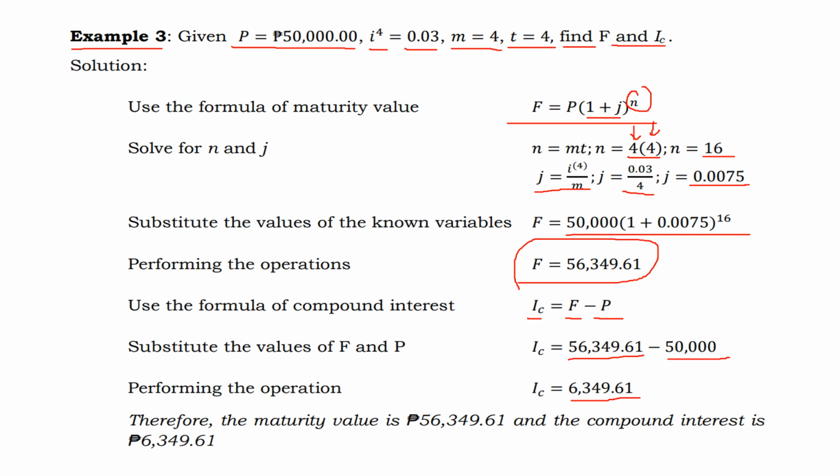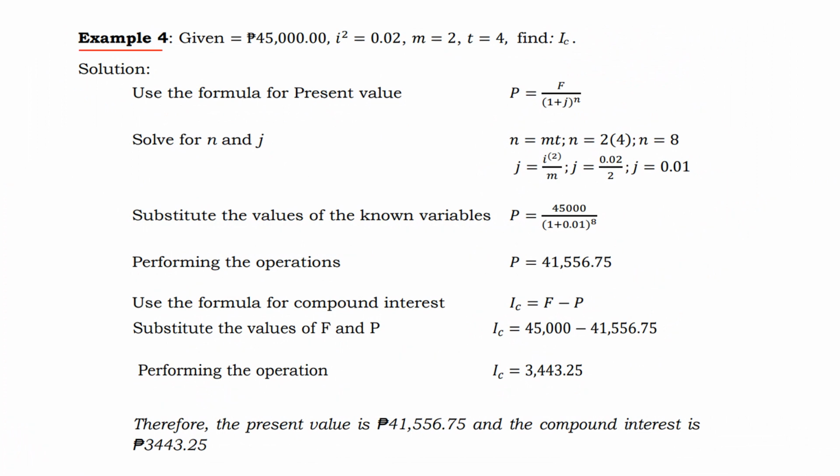6,349.61 pesos. Meaning to say that once we're dealing with compound interest, with the given values, your 50,000 can earn 6,349.61 after 4 years, applying your rate of interest, which is 0.03, compounded quarterly. So therefore, the maturity value now is 56,349.61 and the compound interest is 6,349 pesos and 61 centavos. So that will be the final answer for this one.